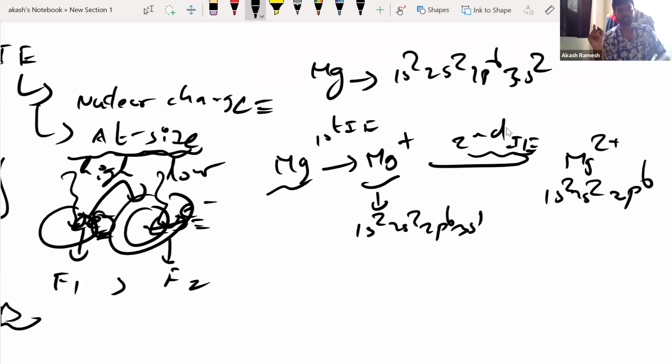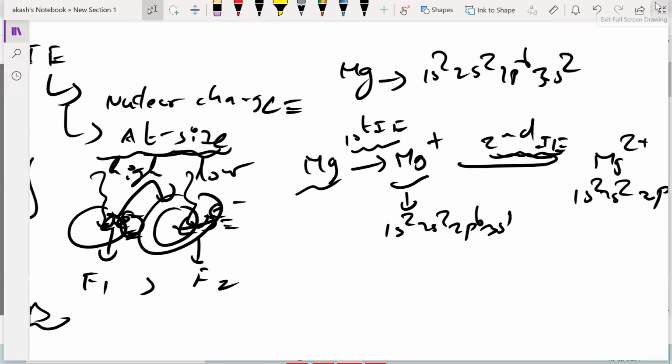Okay, my question is, which energy will be greater? First ionization energy is greater or second ionization energy is greater? I want everybody to put the answer in the chat box. Which is higher? What do you think will be higher? First ionization energy or second ionization energy?